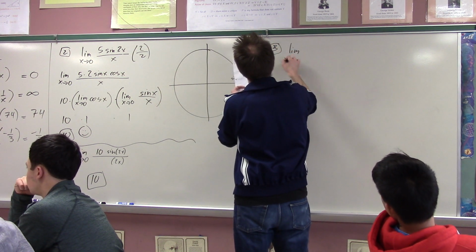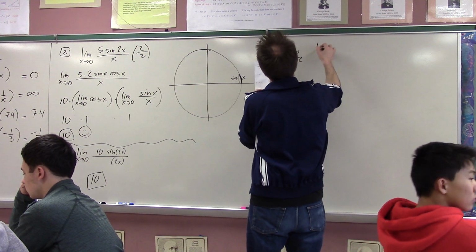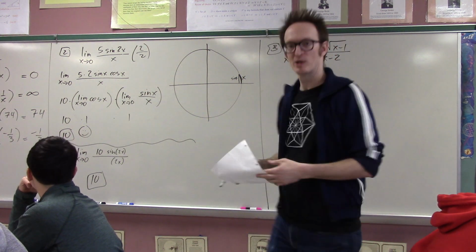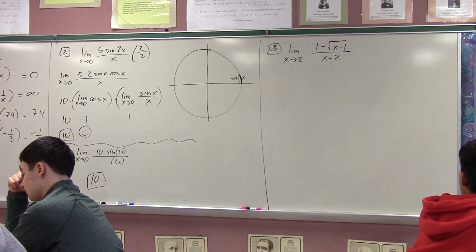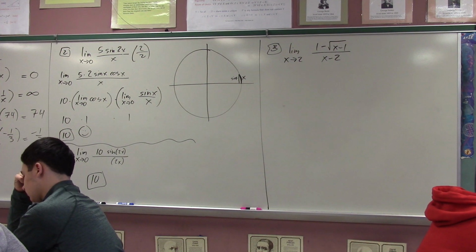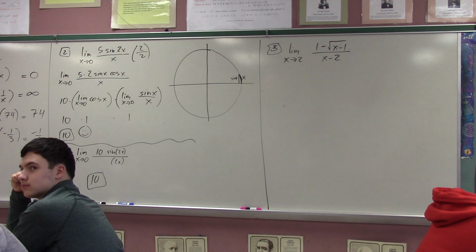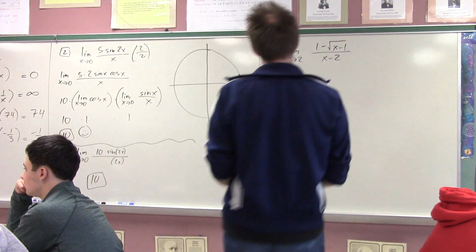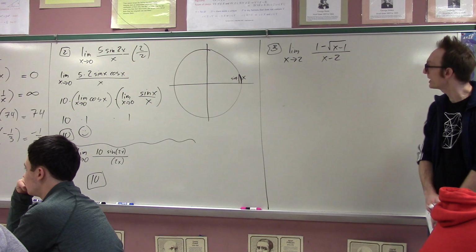What is the limit as x approaches 2 of 1 minus root x minus 1, over x minus 2? What's the first thing we should do? Plug in 2. Yes, we should try to just plug in 2 and see if the problem reveals itself immediately. But it does not, because what happens when I plug in 2? 0. Yeah, exactly. The top is basically 0 and the bottom is basically 0. So this is a 0 over 0 situation.